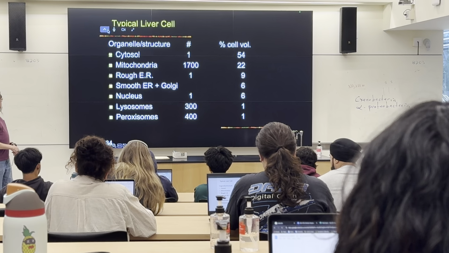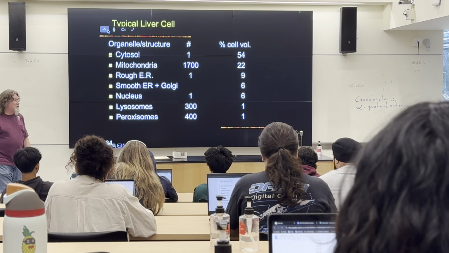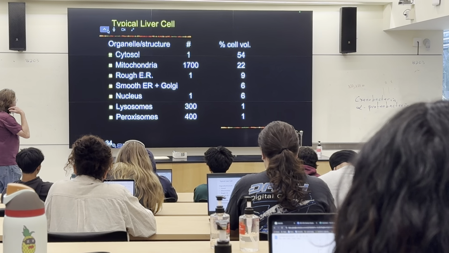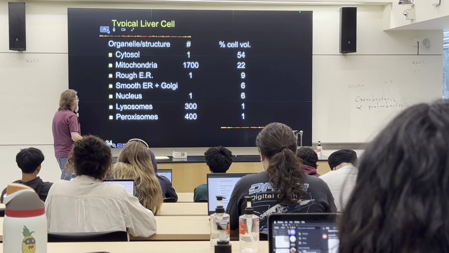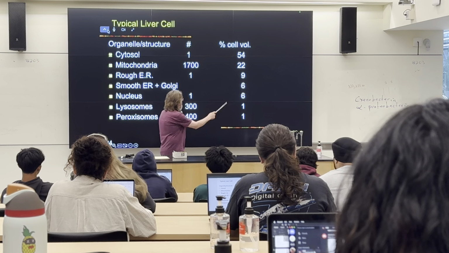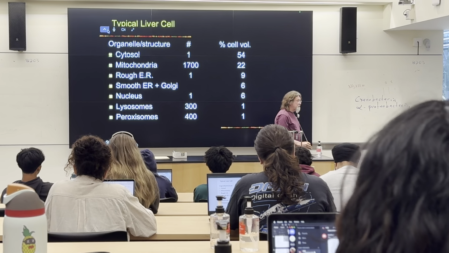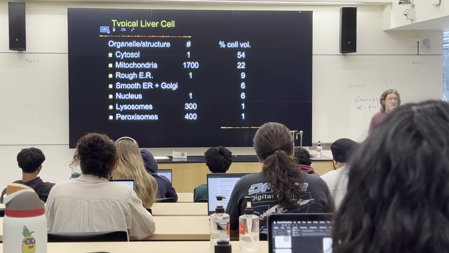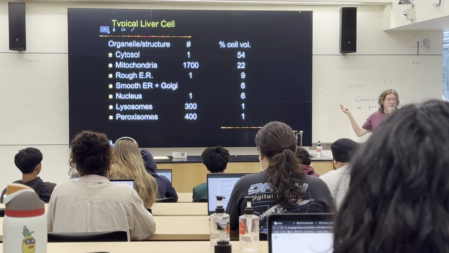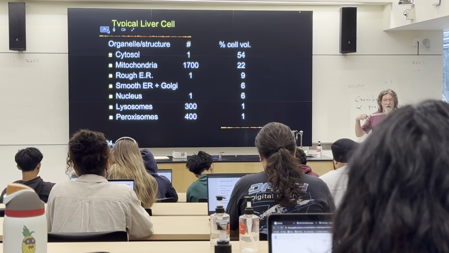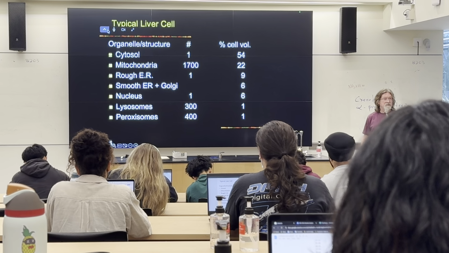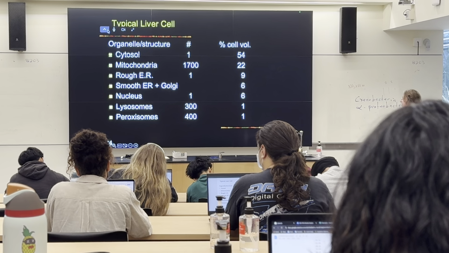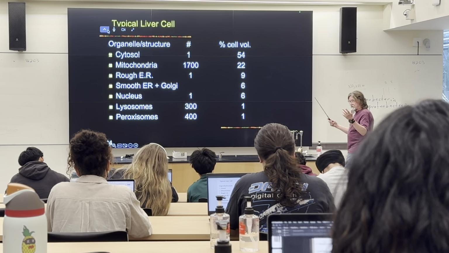So as far as cytosol, there's one unified cytosol. That area constitutes about, in typical liver cells in humans, about 54%. Mitochondria, a typical cell would have 1,700 mitochondria occupying about 22%. Now, this really depends on what that cell is doing. If this is skeletal muscle cells, the number is going to be much higher, okay? Because muscle cells are using a lot of ATP compared to adipose cells, fat cells. Fat cells would have something lower than that, all right? So these would have to be adjusted according to whatever is going on.